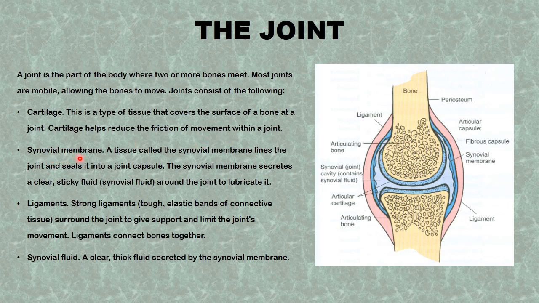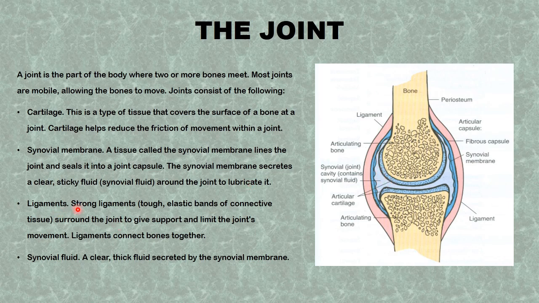Now we have the synovial membrane. This is the synovial membrane right here. This blue part right here is the synovial membrane. Now it is a tissue that lines the joint and seals it into a joint capsule. The synovial membrane secretes a clear sticky fluid called the synovial fluid around the joint to lubricate it. So you can see this is the synovial fluid right here, which helps to lubricate the joints.